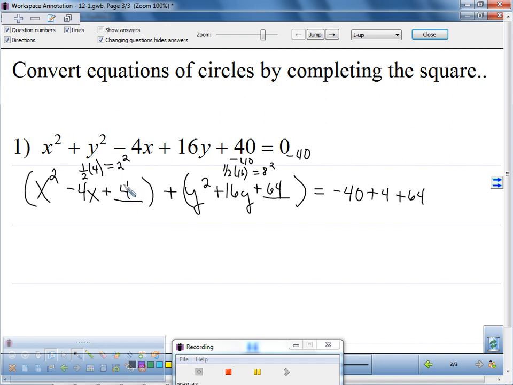Because we added 4 here and 64 here, we're going to add this. I'm going to go ahead and clean this up. So we've got negative 40 plus 4 plus 64. We just add those all up, and we get 28.